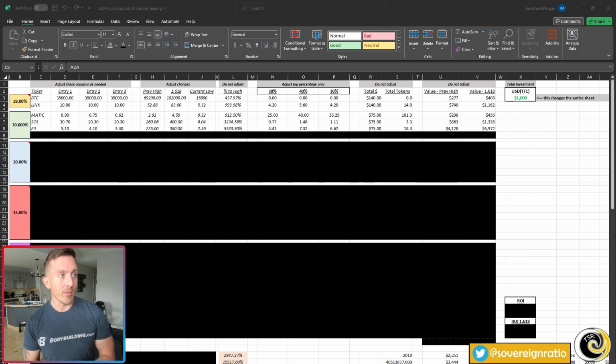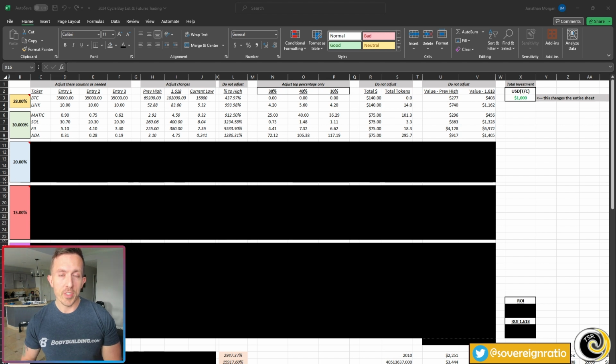For instance, back to previous all-time highs, just from the bottom, is approximately 10,000%. That's 100x if you're not following with that. That's a huge gain. So just looking at that, the $1,000 investment, the portion that would go into Filecoin back to all-time highs, $4,128, back to the 1618, $6,972, showing you right there the potential that Filecoin has to make you a lot of money in the next bull run.